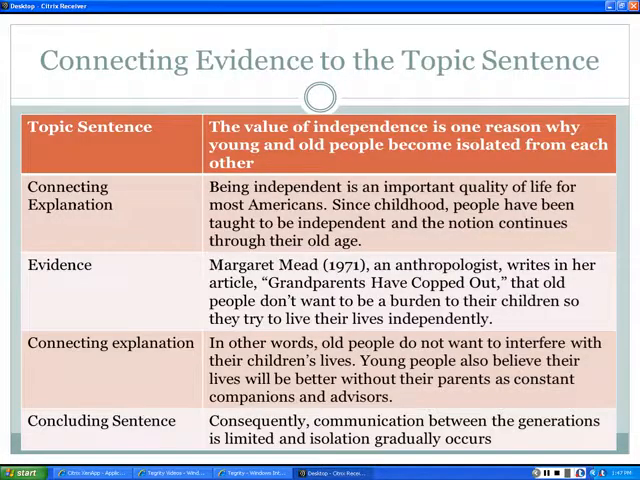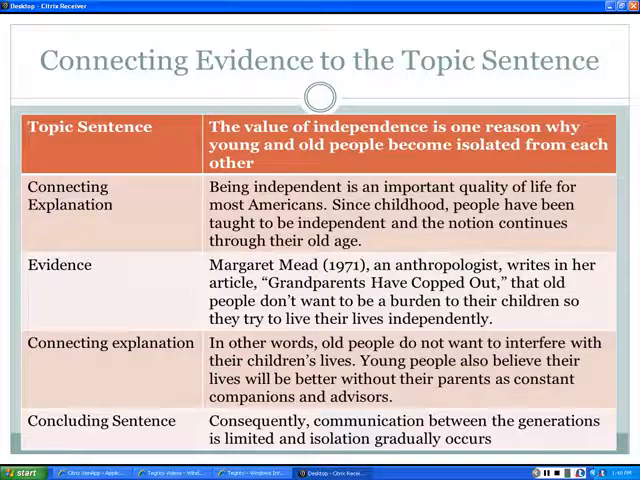Okay, now let's talk about connecting evidence to the topic sentence. Your whole paragraph really needs to be going back to the topic sentence. So we're going to read through this paragraph here and talk about the different parts of the paragraph. We start with a topic sentence. The value of independence is one reason why young and old people become isolated from each other. After the topic sentence, we need to have a connecting explanation. This is just an explanation of that topic sentence. Being independent is an important quality of life for most Americans. Since childhood, people have been taught to be independent, and the notion continues through their old age.